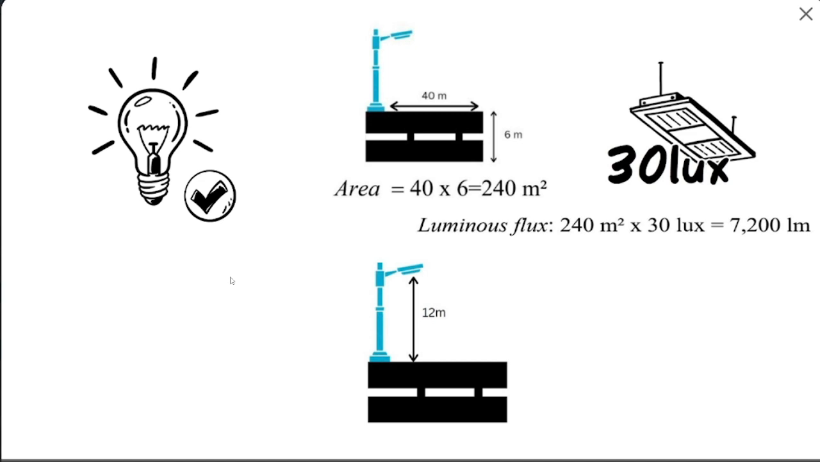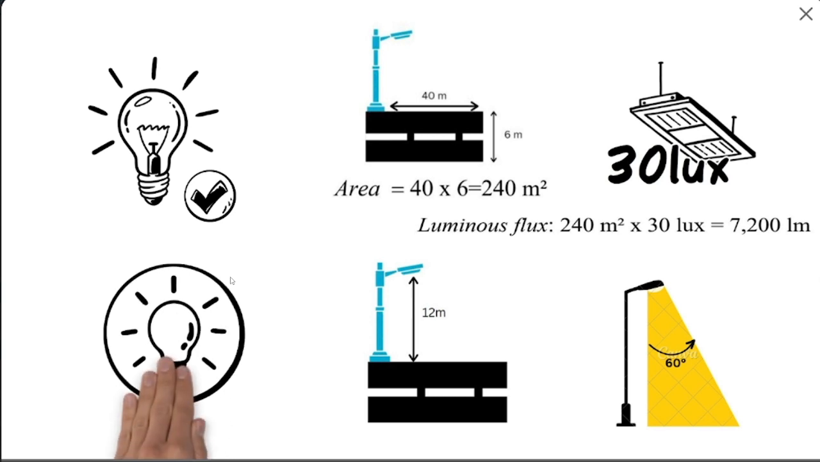Fourth, determination of the beam angle of the LED fixture. The beam angle of an LED fixture determines how the light is spread out from the fixture. In the context of a highway lighting application, it's important to focus the light more towards the road surface to ensure proper visibility for drivers. Therefore, a beam angle of 60 degrees may be chosen to achieve this goal. Finally, the selection of LED system that can meet the previous specifications.